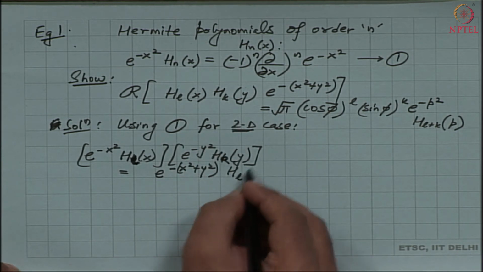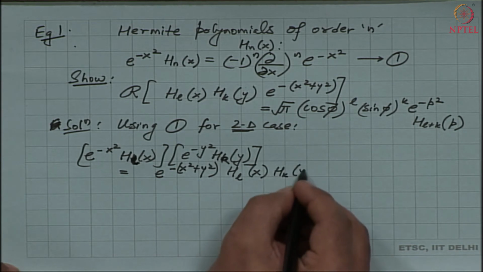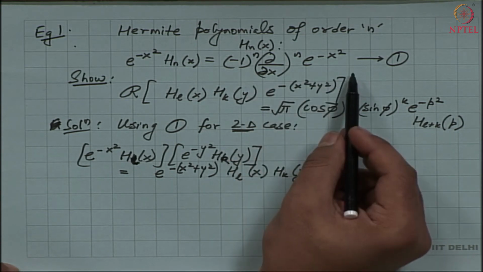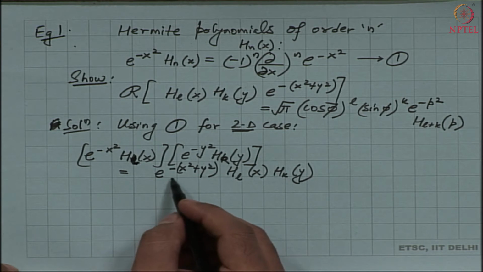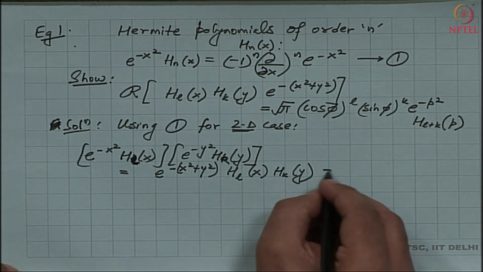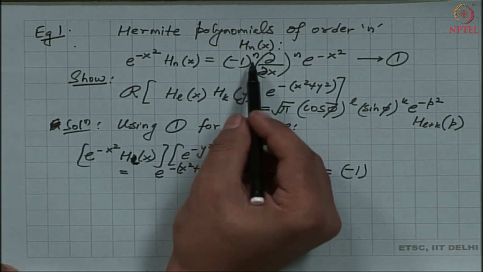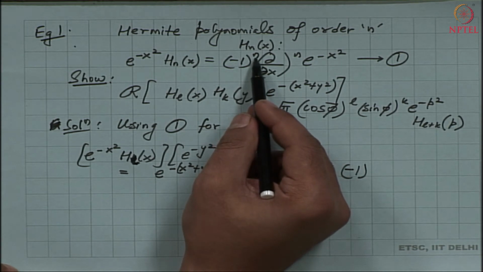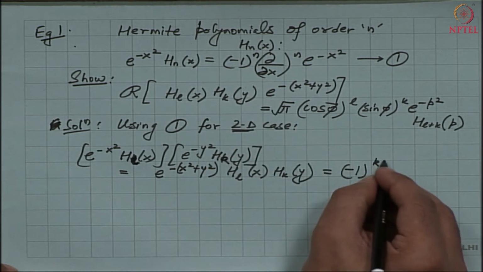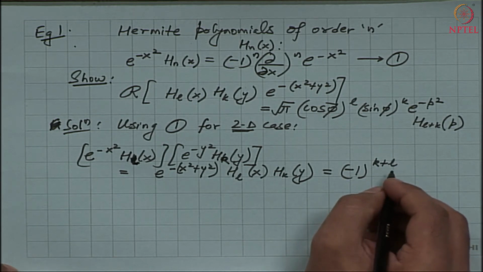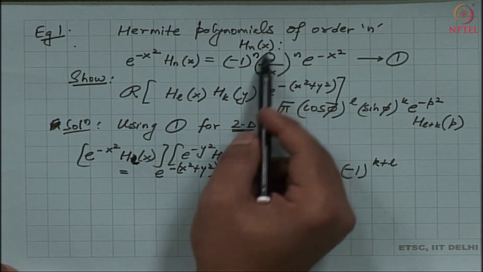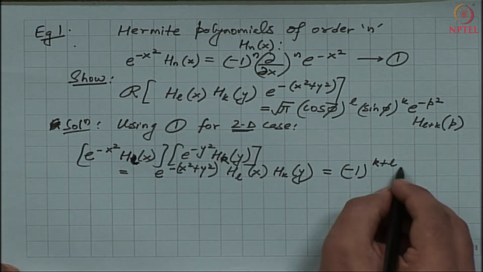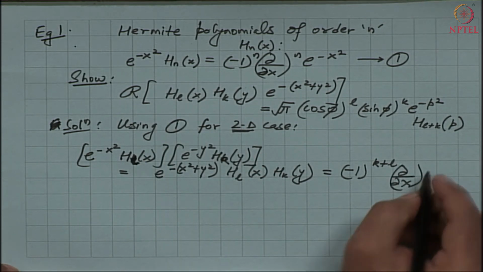So, I get HL of x times Hk of y. Now I am going to use the definition of the Hermite polynomial given in 1. So, e to the power minus x square HL of x is equal to minus 1 to the power L, and the kth order Hermite polynomial will also bring in minus 1 to the power k. So, I get minus 1 to the power k plus L. Notice that this is the nth order derivative for the Hermite polynomial of order n. So, I get the derivative of the order k plus L.